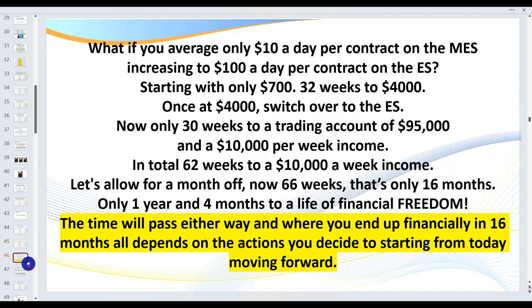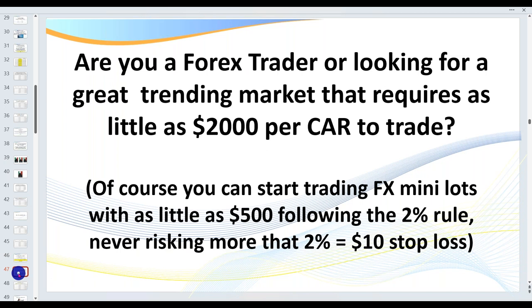This is what it means to you. In 62 weeks, you've got the potential of being up there at 10 G's a week. Now, take away a few weeks off, six, that's only 16 months. And you started off with what? $700. This is the true potential, but traders want to do it all overnight, and it's what kills them.